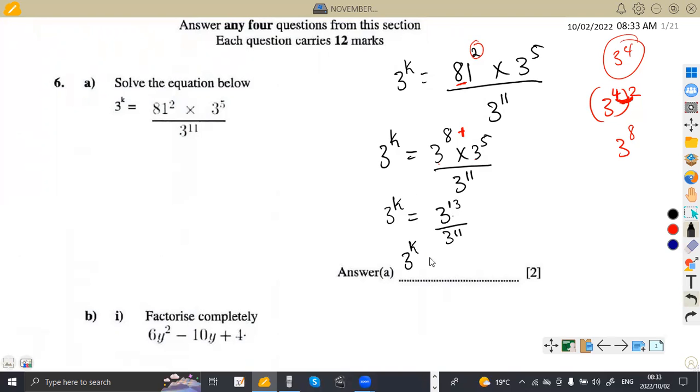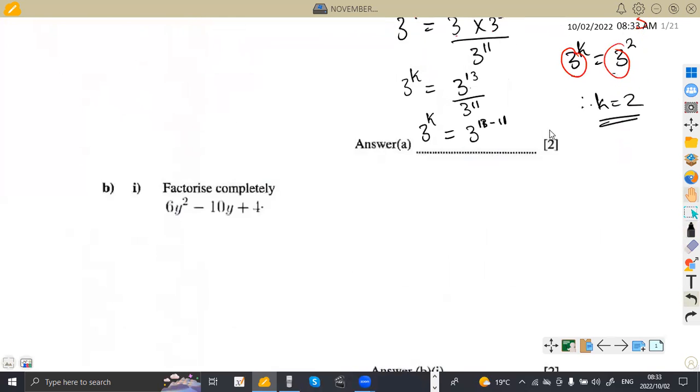So it's 3 to the power of k, which is equal to 3 to the power of 13 minus 11, which is going to give us 2. So 3 to the power of k is equal to 3 to the power of 2. What does that part mean? If the bases are the same, definitely the powers are the same. So therefore, our k is going to be equal to 2. So that was the idea of the question.